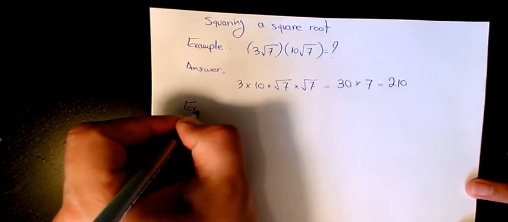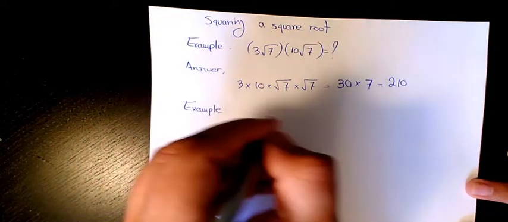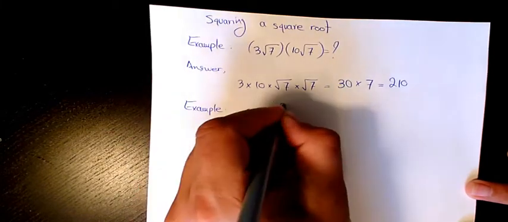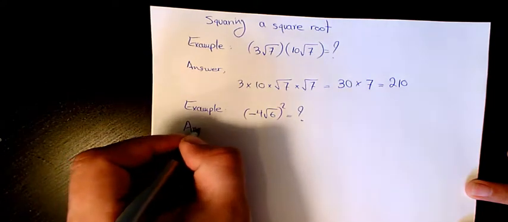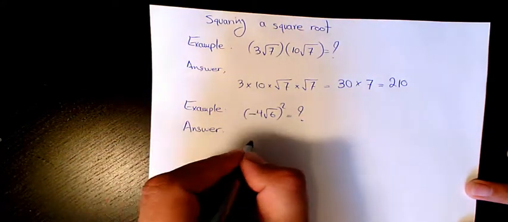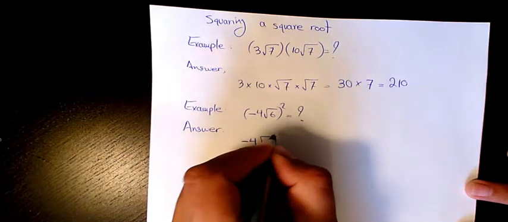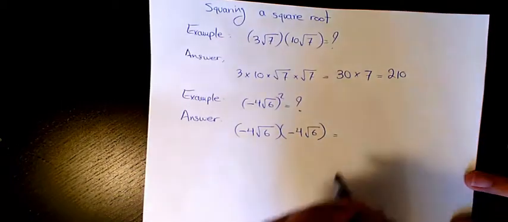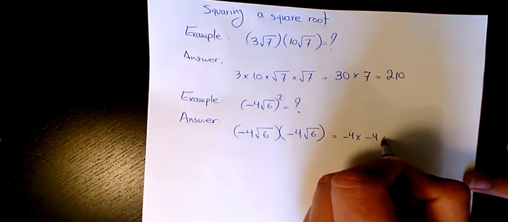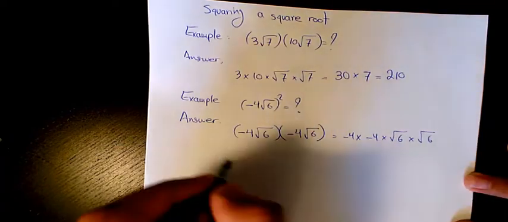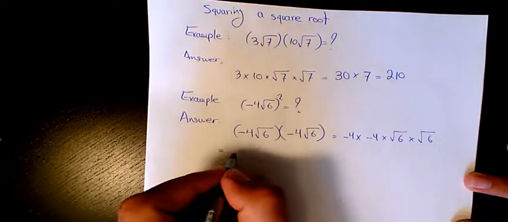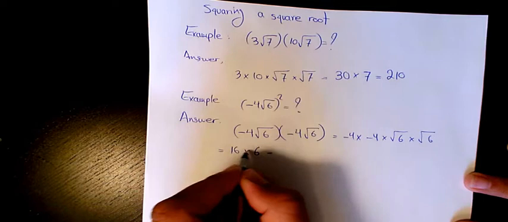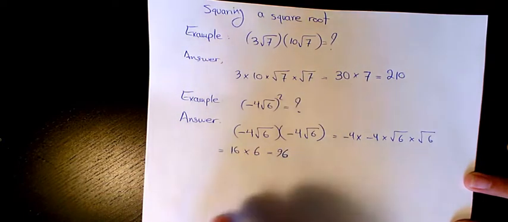Next example. We have negative 4 root 6 squared. Answer is negative 4 root 6 times negative 4 root 6. Then it will be negative 4 times negative 4 times root 6 times root 6. Negative 4 times negative 4 is going to be positive 16. And root 6 times root 6 is going to be 6. So 16 times 6 is going to be 96.